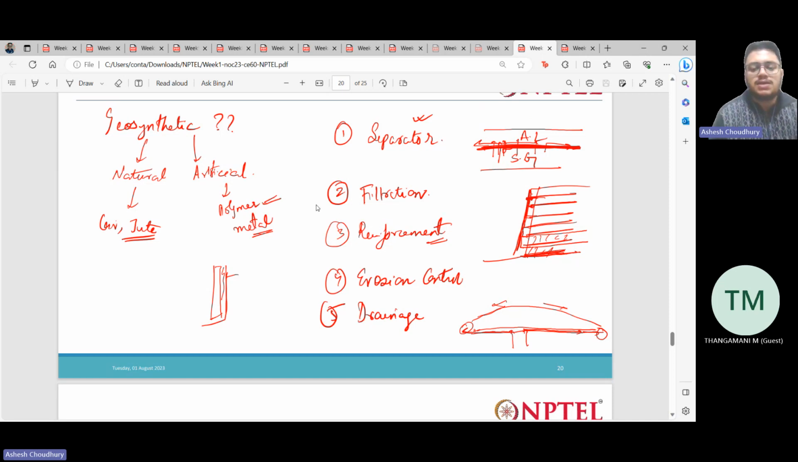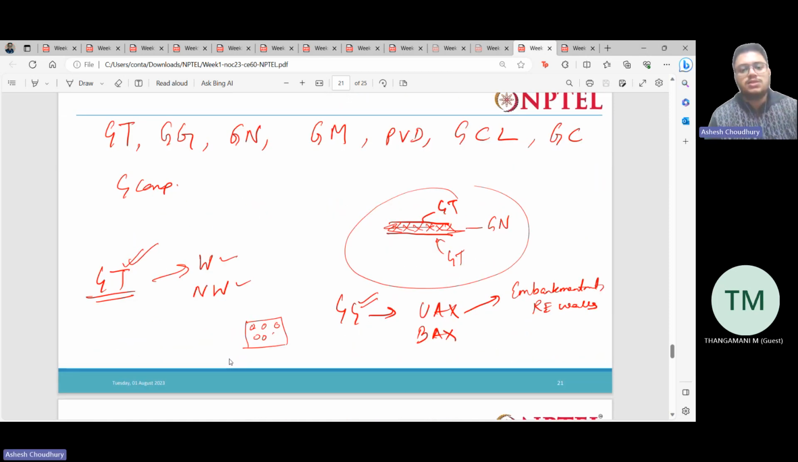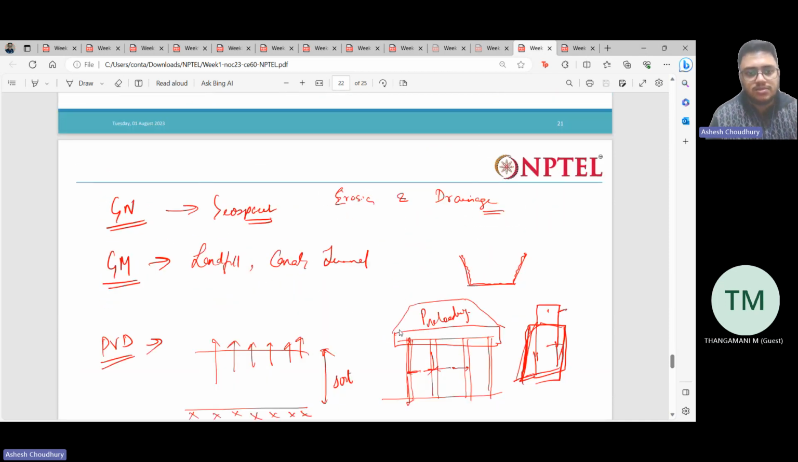What are some basic functions? One function can be separation, filtration, reinforcement, erosion control, drainage. Then we also have the barrier function. All these things we had discussed. What are the main types of geosynthetics? Geotextile, geogrid, geonet, geomembrane, PVD, GCL, geocell and geocomposite. Geotextiles also have many types: woven, non-woven. Geogrids: uniaxial, biaxial. We discussed all those things.